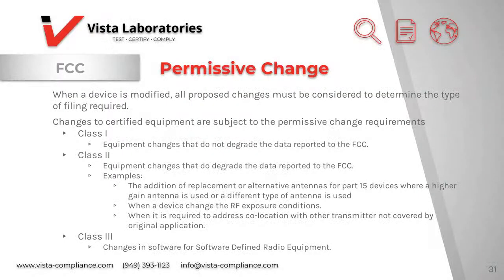FCC permissive changes. When a device is modified, all proposed changes must be considered to determine the type of filing required. Changes to certified equipment are subjected to the permissive change requirements. Class 1. Equipment changes that do not degrade the data report to the FCC. Class 2. Equipment changes that do degrade the data report to the FCC. Examples: the addition of replacement or alternative antennas for Part 15 devices where a higher gain antenna is used or a different type of antenna is used.